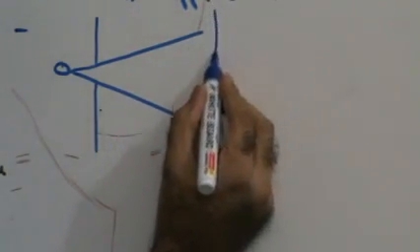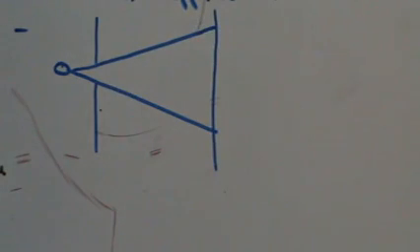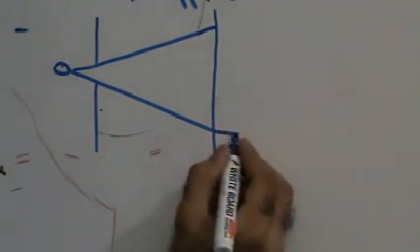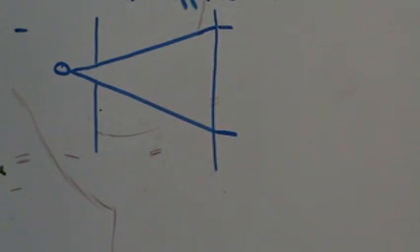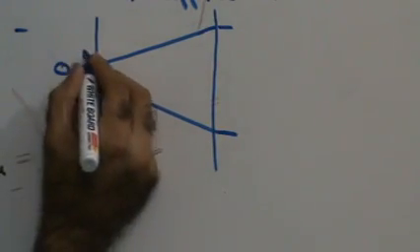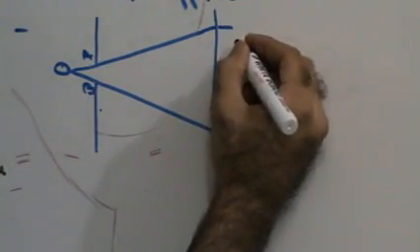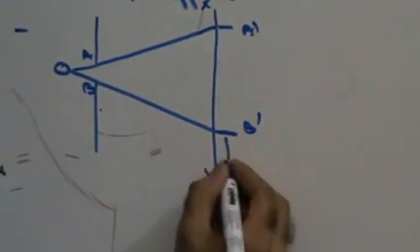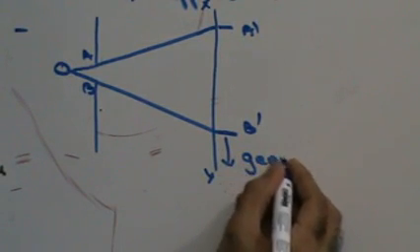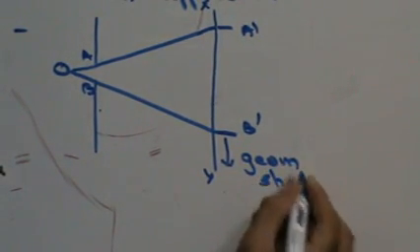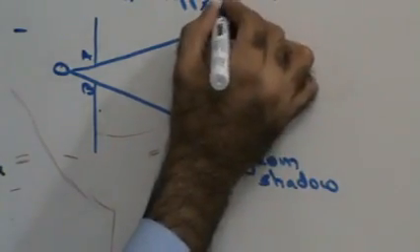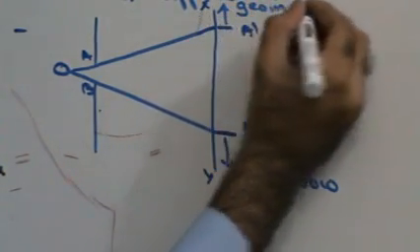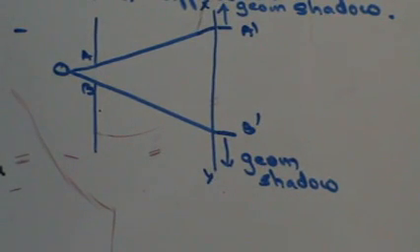On the screen, I would have an image that would be formed. This would be the image formed here and here, up till here, right? So if this is AB, this would be its image A bar and B bar, and this part, say XY is the screen, this part would be the geometrical shadow, and this part up here would also be the geometrical shadow, right? So you would have geometrical shadow on either side.